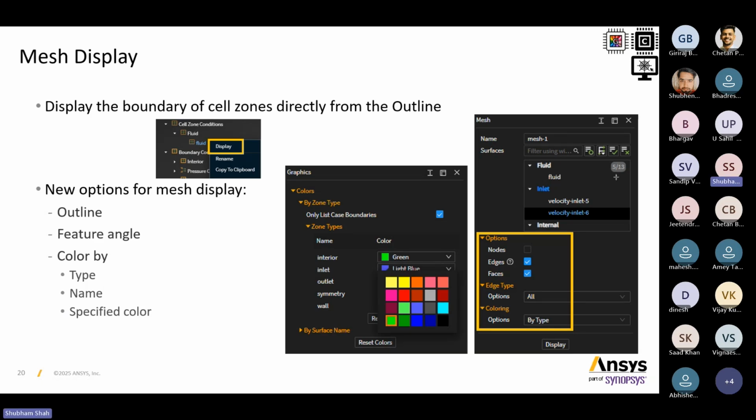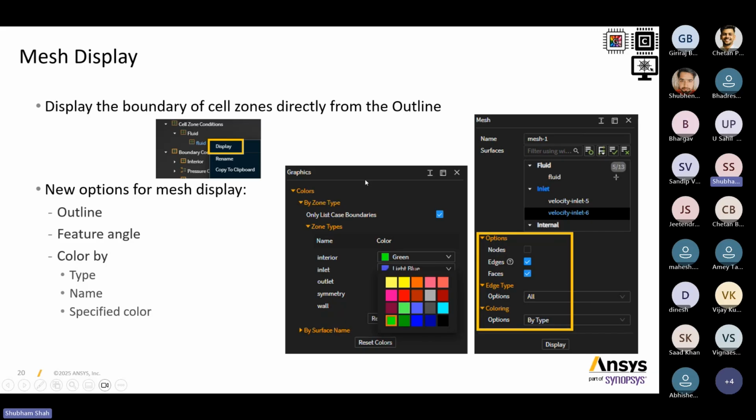Mesh display option has also now been enabled. This is also for the CPU as well as GPU based upon the web user interface. Earlier, we had to go to the display tab and then display the mesh. But now from the cell zone conditions only, you can select the fluid, right click and display.